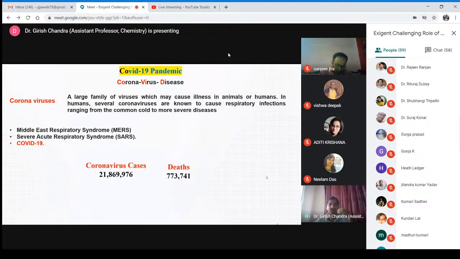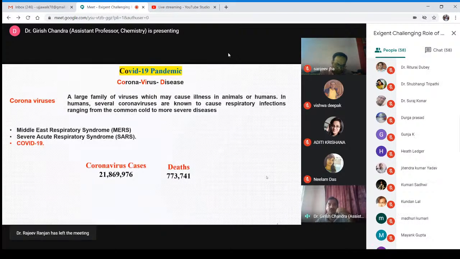Okay. So the question is, what is coronavirus? Many of you already know coronavirus is a large family of viruses which may cause illness in animals or humans. In humans, several coronaviruses are known to cause respiratory infections ranging from the common cold to more severe disease.